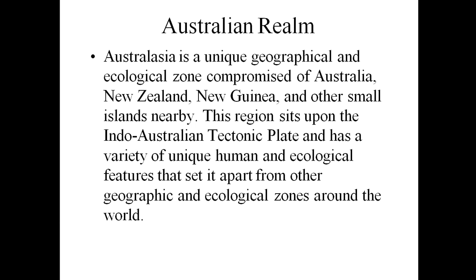One is the Australian realm, and the second one is the Oriental realm. Now, today we can begin with the Australian realm. It is also earlier called Australasia. It's a very unique ecological zone because it consists of mostly islands like Australia, New Zealand, New Guinea, and other small islands which are very close to Australia. Australia is the biggest country, so that's why this entire region is known as the Australian region.